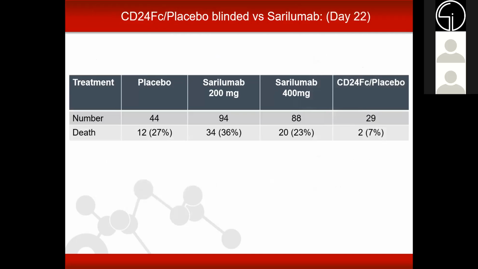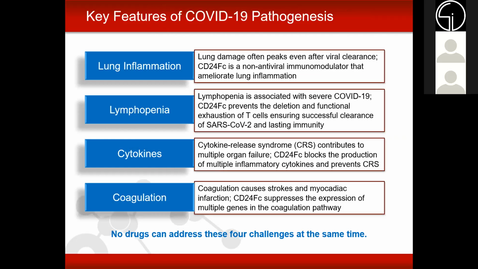Then when we compare just blinded data with sarilumab, they look at critical cases, where the patient needs high oxygen support. They have a mortality rate of 23% with high dose sarilumab. And in our case, in our high oxygen group, we have a 7% rate.